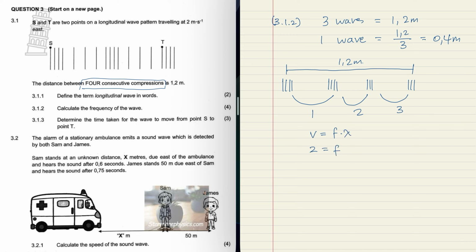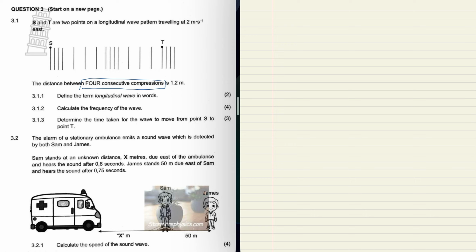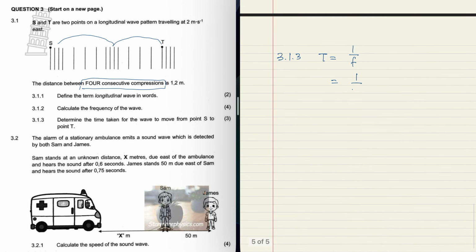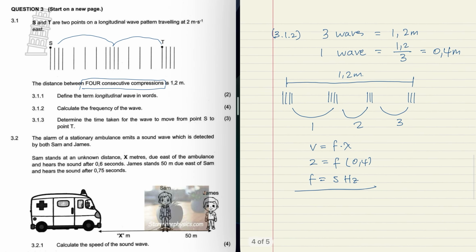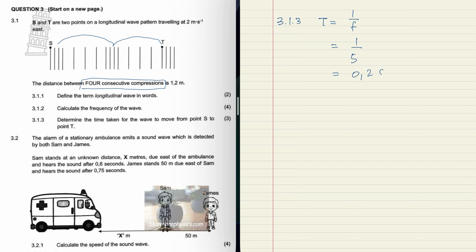Question 3.1.3, determine the time taken for the wave to move from point S to point T. Now, S and T, so that's going to be 1 wave, and that's going to be 2 waves. So if we know the frequency, we can calculate the period. So 3.1.3, period is equal to 1 over frequency. So that's 1 over frequency, which was 5. So 1 over 5, and that's equal to 0.2 seconds.